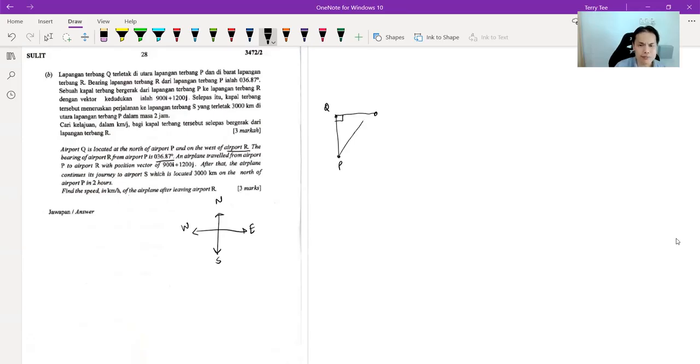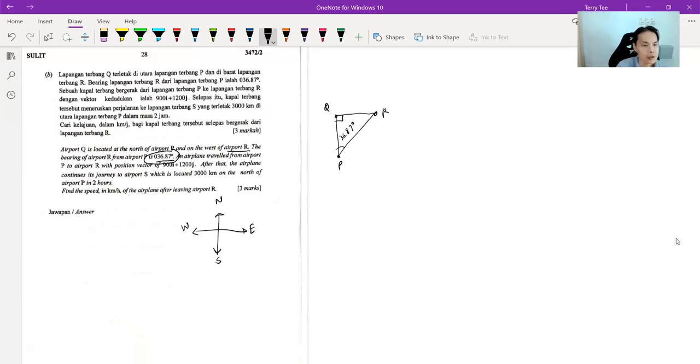036.87. I hope you have some basic knowledge about bearing, because bearing used to be in the modern math syllabus, but they removed it. But since you probably learned this in geography, in lower form, you know that R is 036.87. So this is 36.87. This is a bearing, the bearing of R from P. Bearing, we add a 0 in front if the number is less than 100. So in this case, the angle is 36.87.